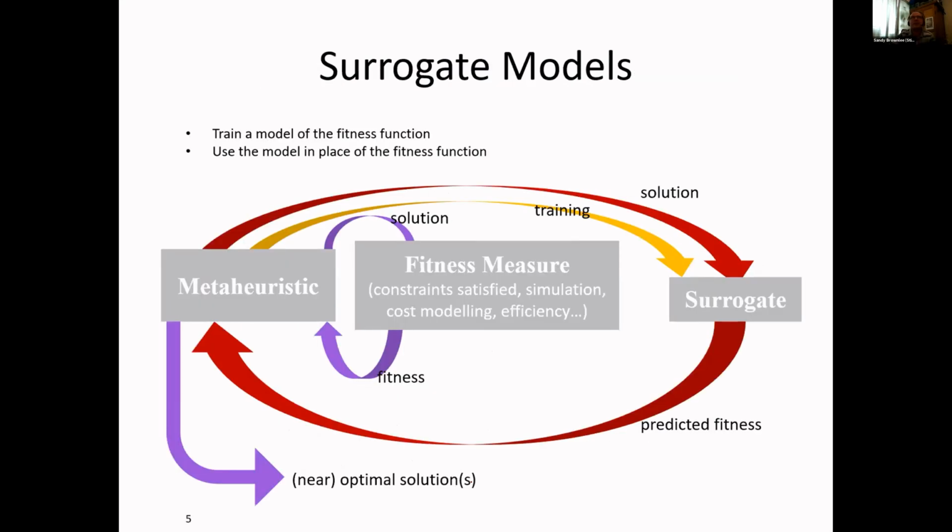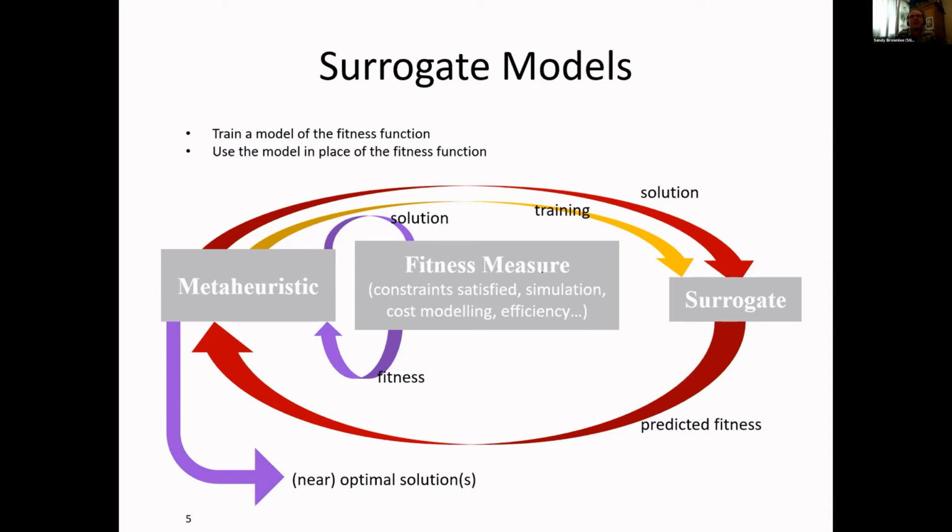So a little bit of context before I go into the real meat of the talk. What are surrogate models? Well, the little diagram I had up before, we can extend that with this thing over on the right, the surrogate. Basically, the idea is that the meta-heuristic is calling this fitness measure a lot. And if that's a very long-running thing, like a simulation of some kind, then that means that the meta-heuristic will take a jolly long time to solve the problem.